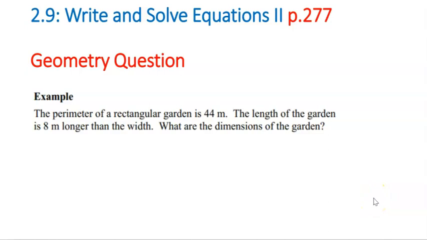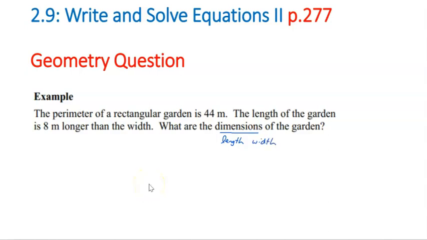So here's the first example. The perimeter of a rectangular garden is 44 meters. The length of the garden is 8 meters longer than the width. What are the dimensions of the garden? When they ask for dimensions, they want to know both the length and the width of this garden.